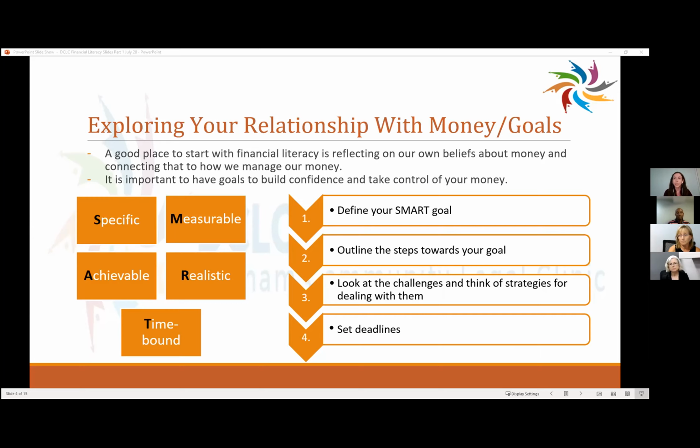And then looking at challenges and thinking of strategies for dealing with them. There are always going to be some roadblocks that might get in the way of your goal, and thinking about them ahead of time to be able to come up with strategies for them will be really helpful. And then lastly, setting deadlines. Even for those steps that you outlined before, having deadlines for each step, and then having an ultimate deadline in the end as well.